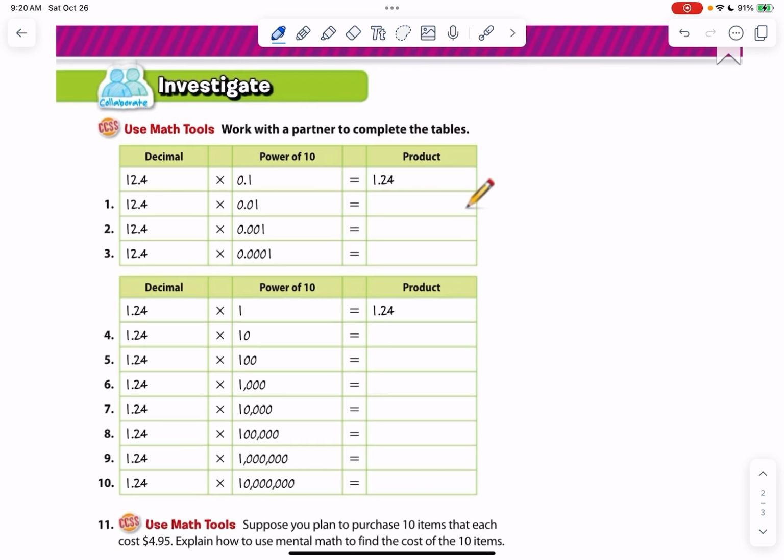Okay, so here you're going to explore patterns. So 12.4, this is 124, this is 124. Okay, so it was 0.1, that is less than 1, so they moved the decimal to the left, and it became 1.24. Now here, this is still less than 1. There are 2 digits after the decimal. So 1, 2. So that becomes 0.124. So follow the pattern on that.